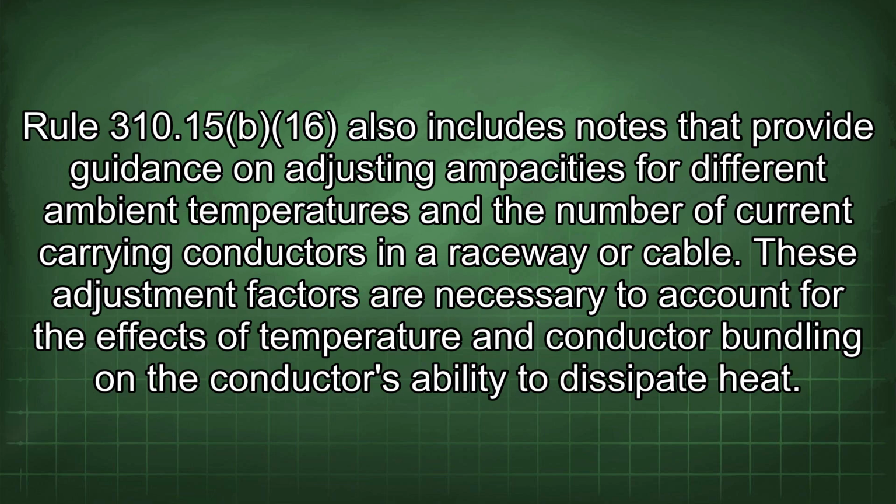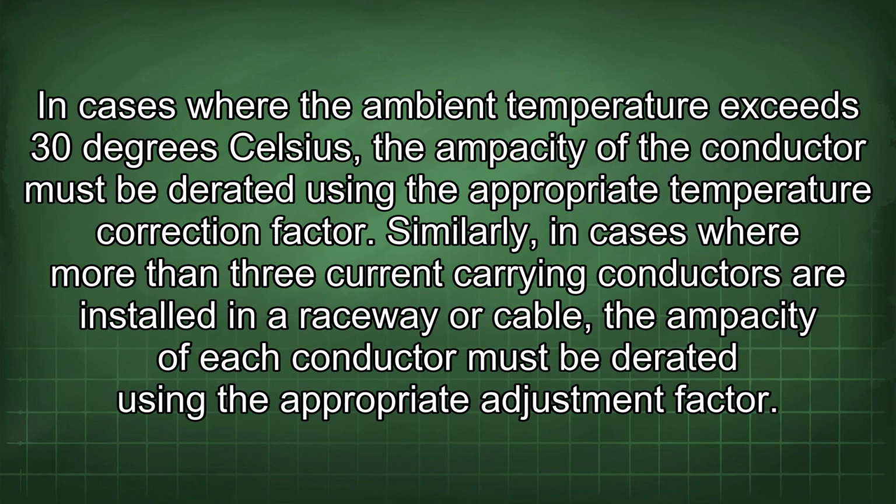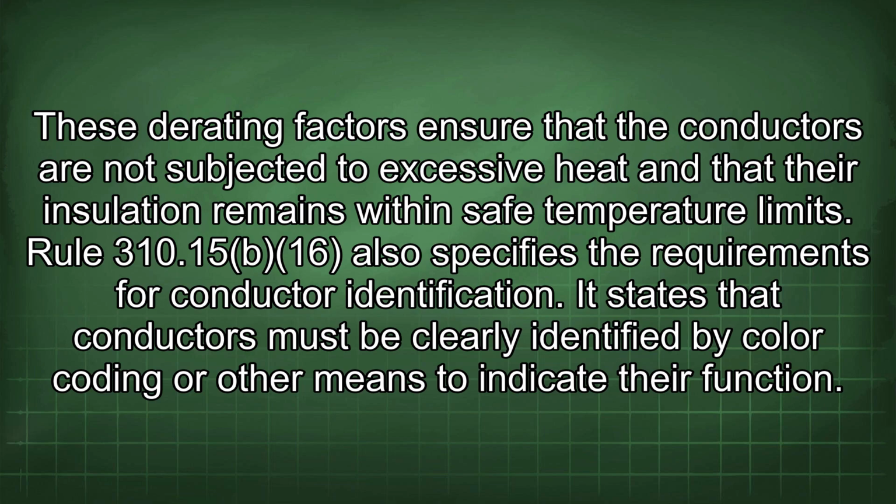These adjustment factors are necessary to account for the effects of temperature and conductor bundling on the conductor's ability to dissipate heat. In cases where the ambient temperature exceeds 30 degrees Celsius, the ampacity of the conductor must be derated using the appropriate temperature correction factor. Similarly, in cases where more than 3 current carrying conductors are installed in a raceway or cable, the ampacity of each conductor must be derated using the appropriate adjustment factor. These derating factors ensure that the conductors are not subjected to excessive heat and that their insulation remains within safe temperature limits.